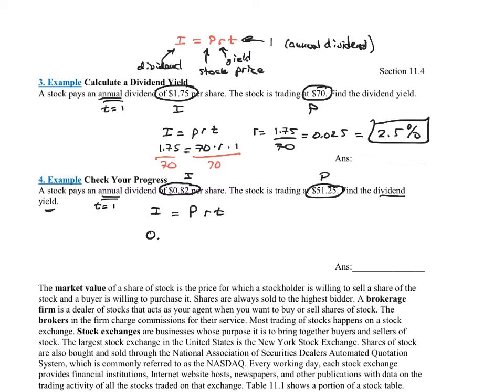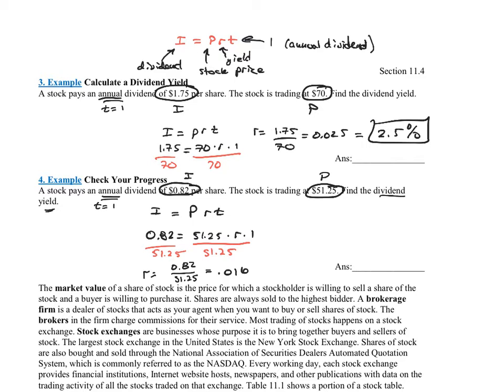Plugging these numbers in, I would have 0.82 for 82 cents equals $51.25 times R times 1 for T. To solve for R, I'm going to divide both sides by 51.25. So I'm getting R is 0.82 divided by 51.25. Put that into your calculator. I'm getting 0.016. That's the decimal version.